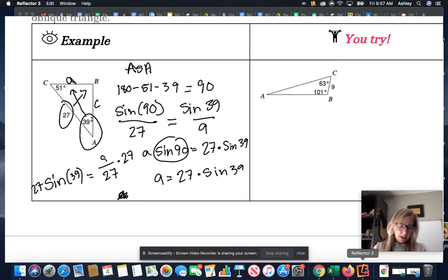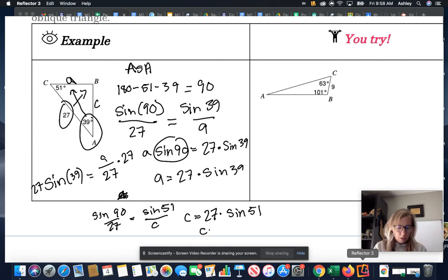All right, so when we do C, now we're going to do sine of 90 over 27 is equal to the sine of 51. Notice we can do this for any angle, divided by, let's call it C, right? Because we want to solve. Okay, again, we know sine of 90 now is 1. So when I cross multiply, I'm just going to get C on the left-hand side. C equals 27 times the sine of 51. And so when we actually plug that into your calculator, you get that side C is about 20.98.